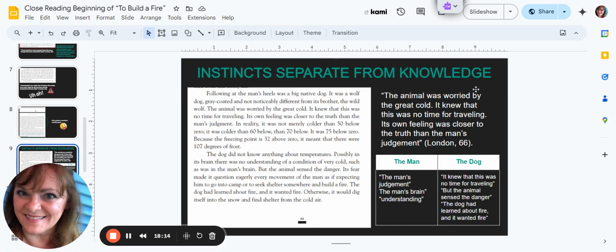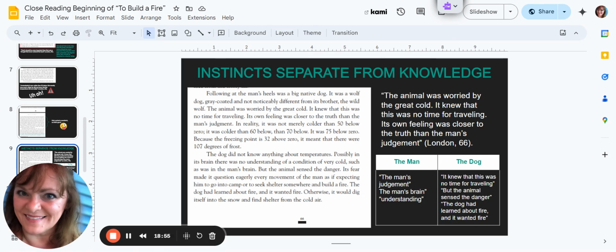All right. I mentioned that we were going to be talking about instincts that are separate from knowledge. So here come some examples of that. Following at the man's heels was a big native dog. It was a wolf dog, gray coated and not noticeably different from its brother, the wild wolf. So again, here's this imagery. We can picture what this dog looks like, right? Gray coat, looks like a wild wolf. I'm thinking maybe a husky looking, a big native dog to me. I'm thinking in the Yukon, it's probably a husky or a Malamute or something like that.